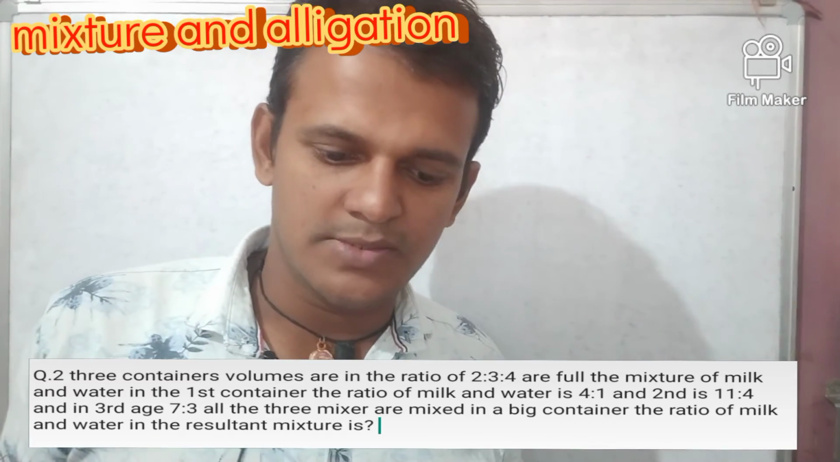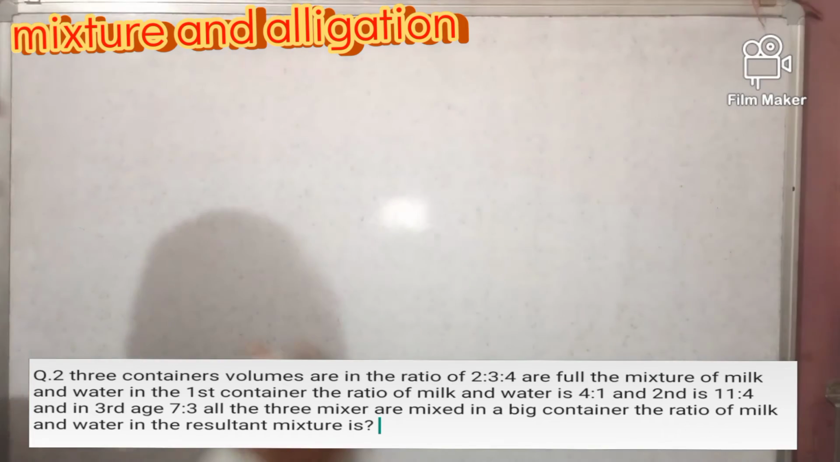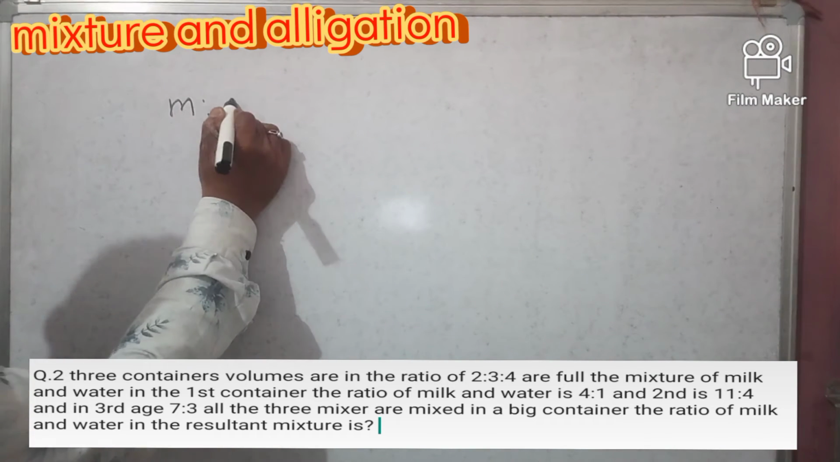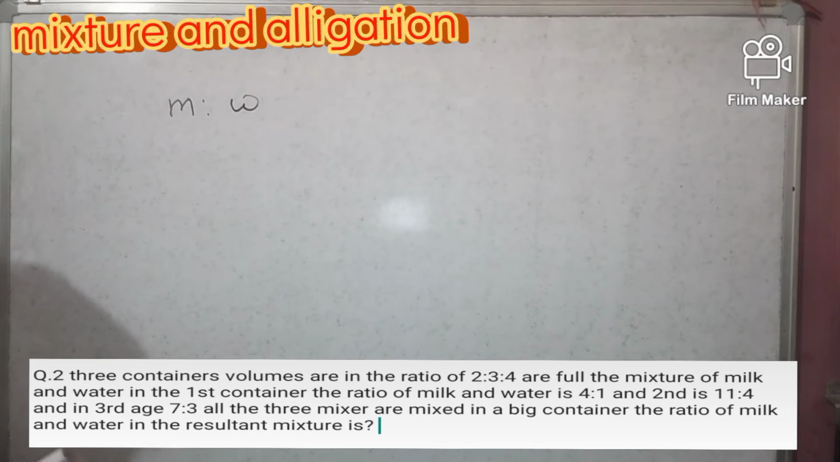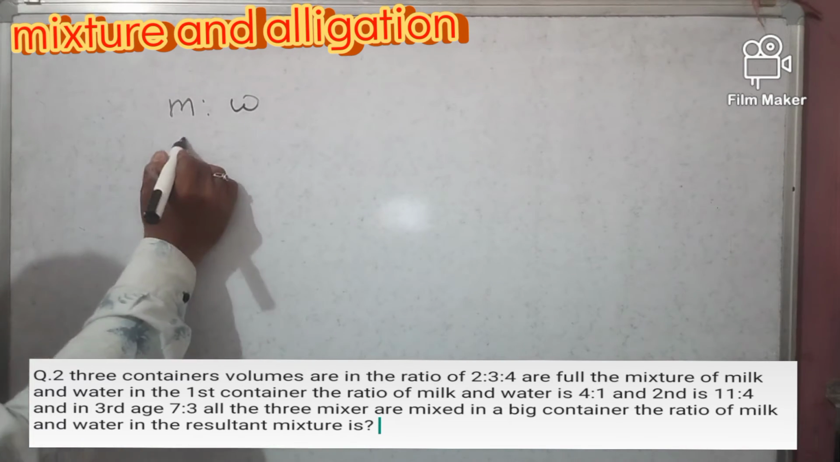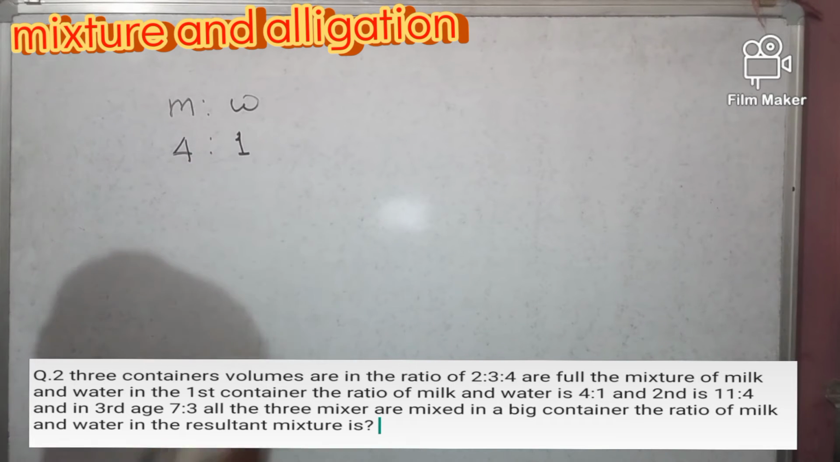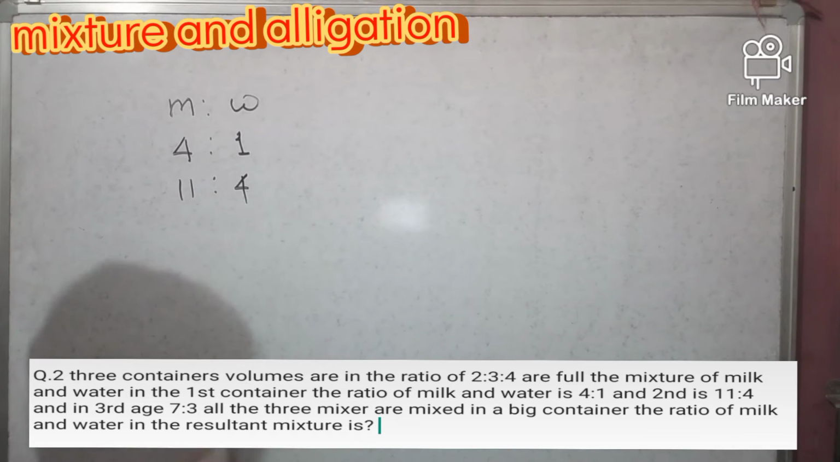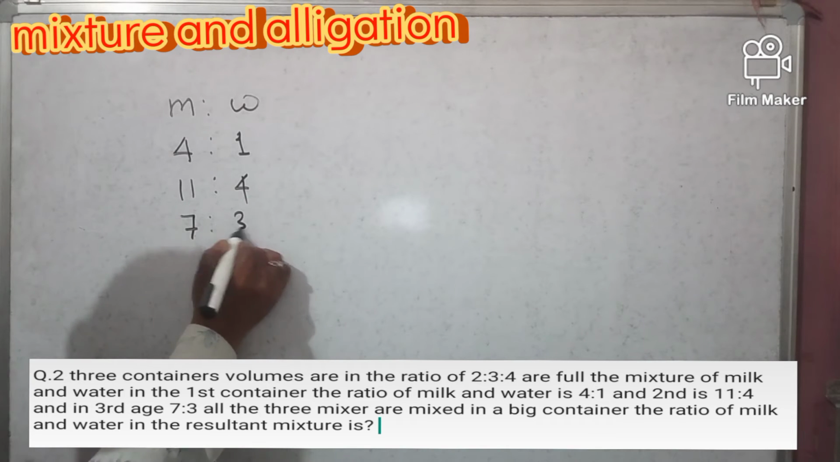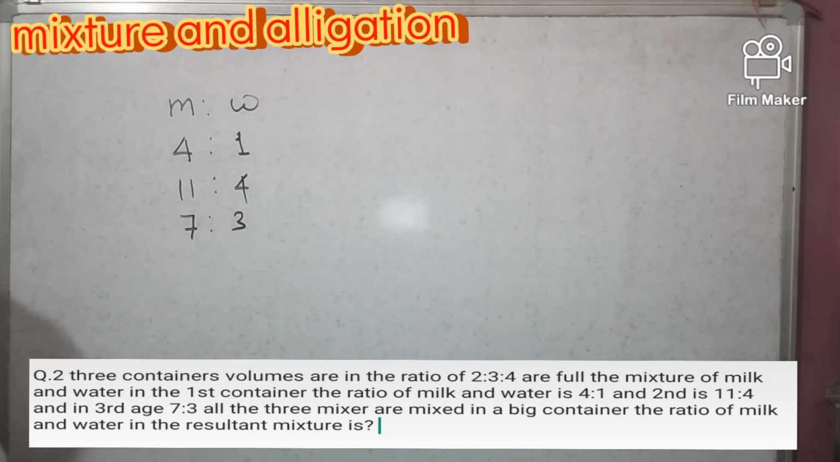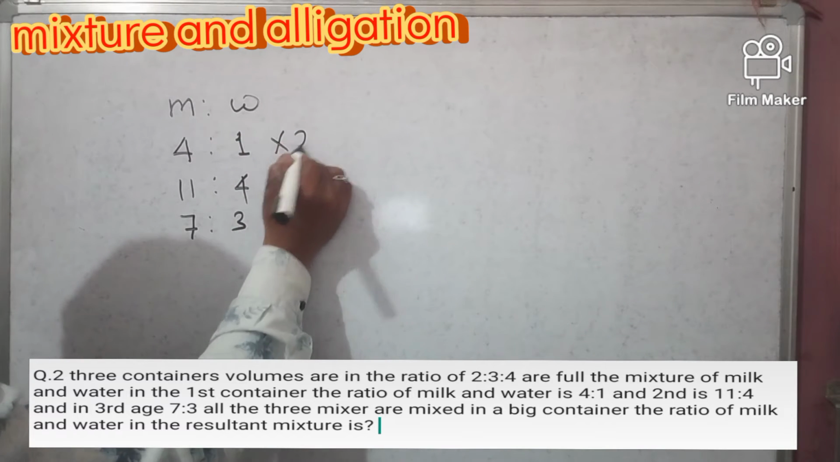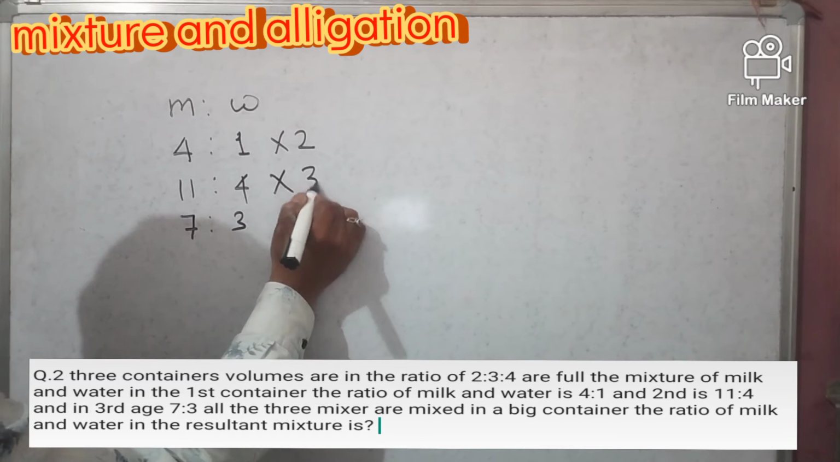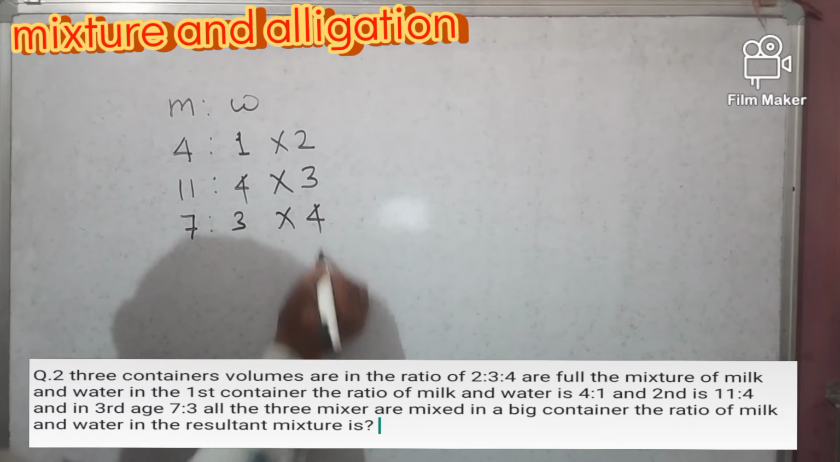There are 3 glasses. The milk and water ratio in the first glass is 4 is to 1, in the second 11 is to 4, and in the third 7 is to 3, and the capacity is 2 is to 3 is to 4. First capacity is 2, second capacity is 3, and third capacity is 4.